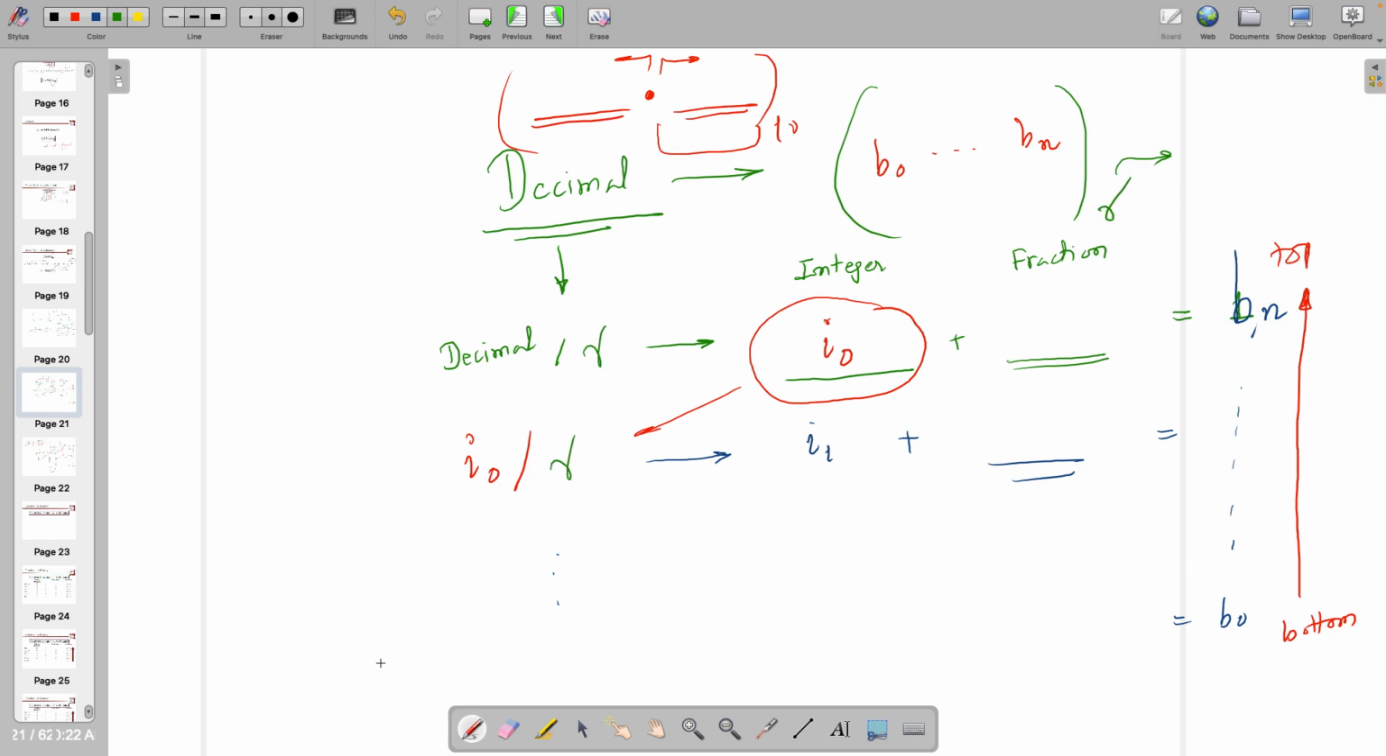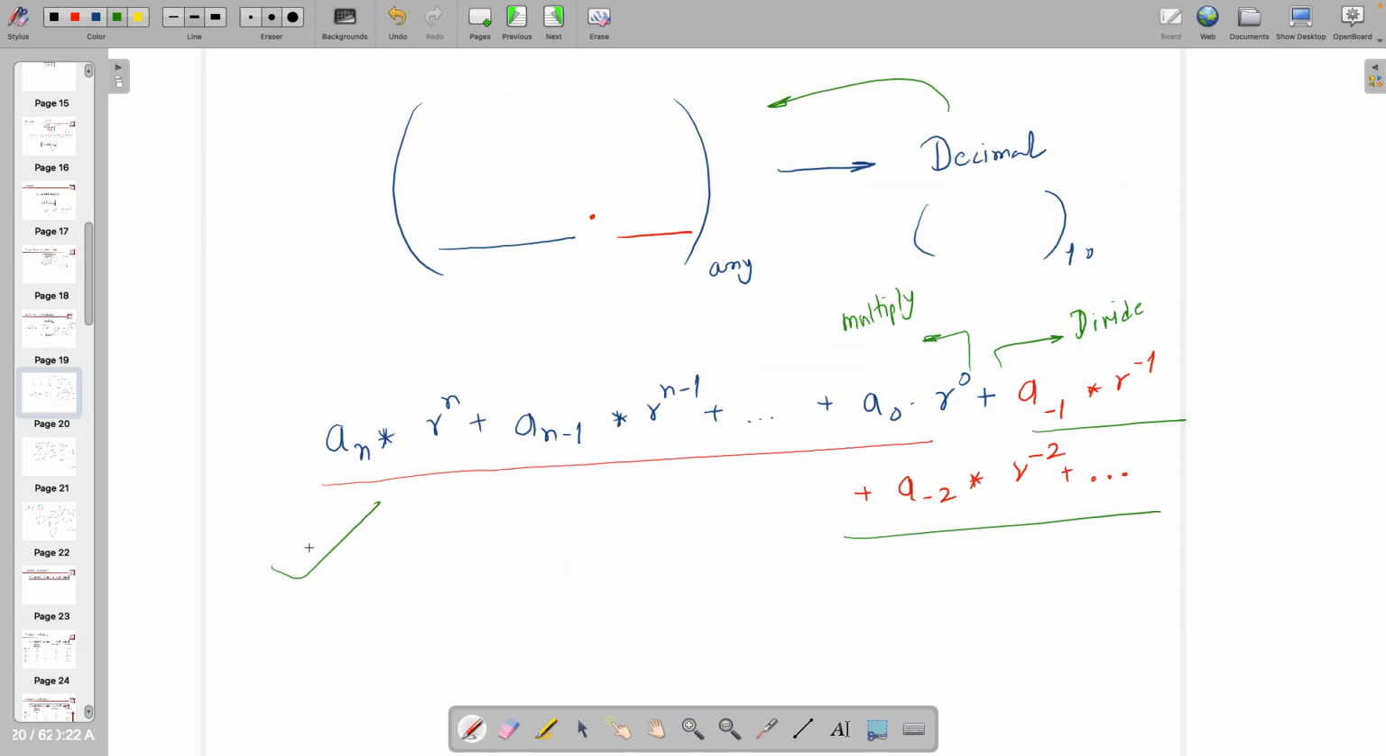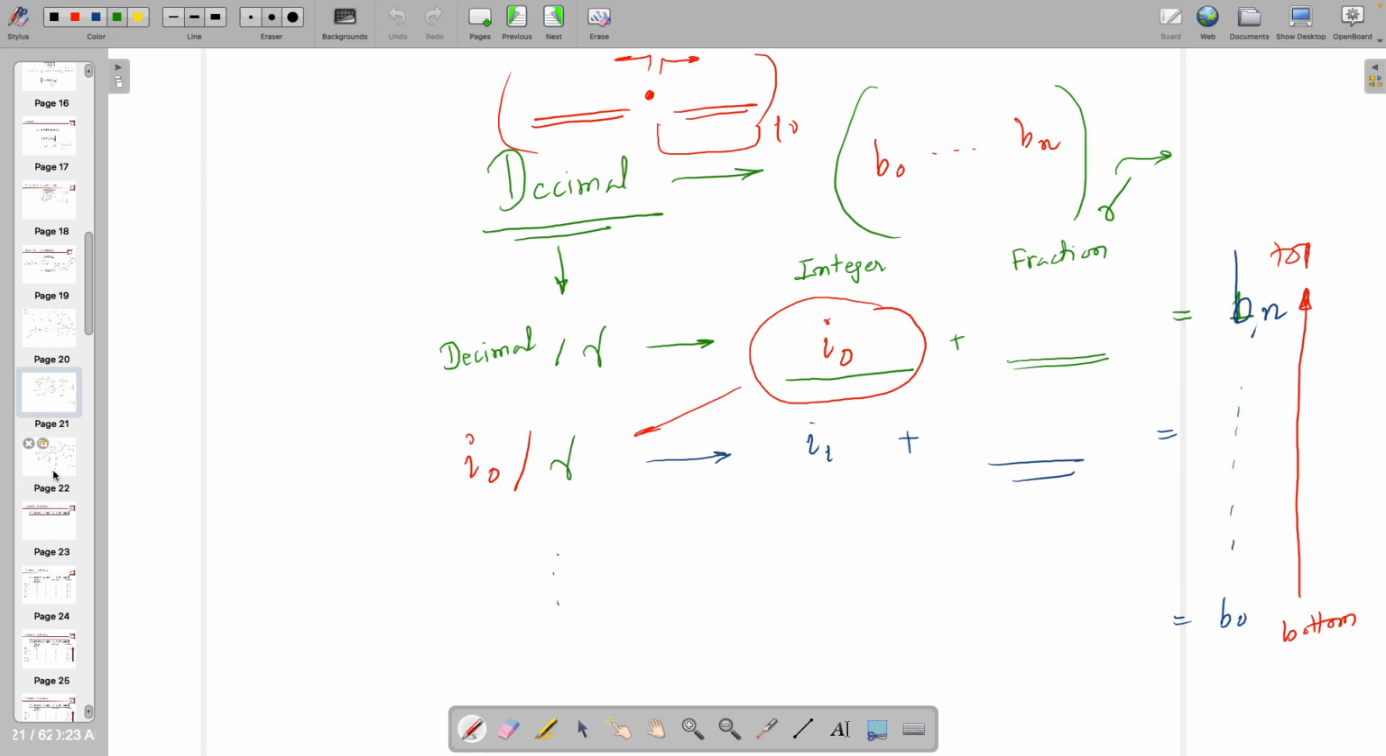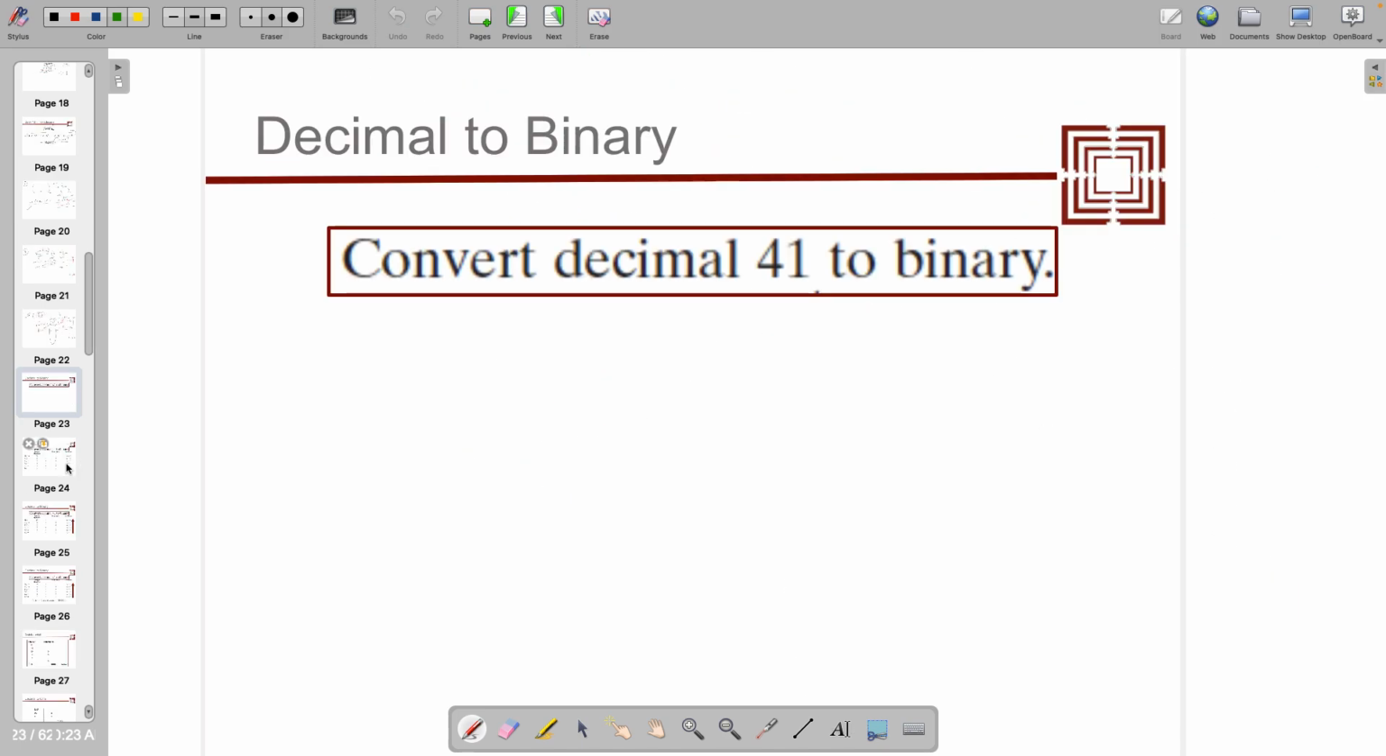So the crux of the story is as follows. If you want to convert any system to decimal, you have to follow this equation. And if you want to convert decimal to any system, you have to divide or multiply, right? So let's go with some examples.